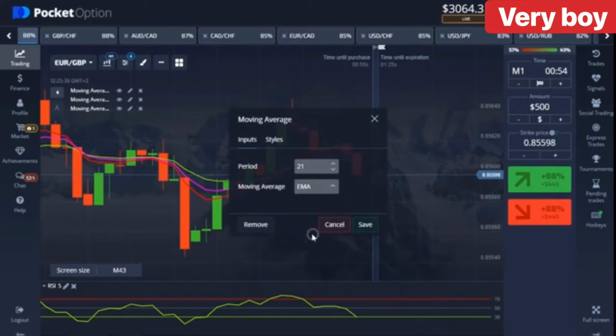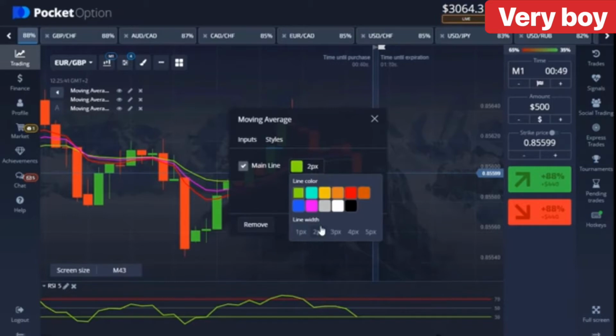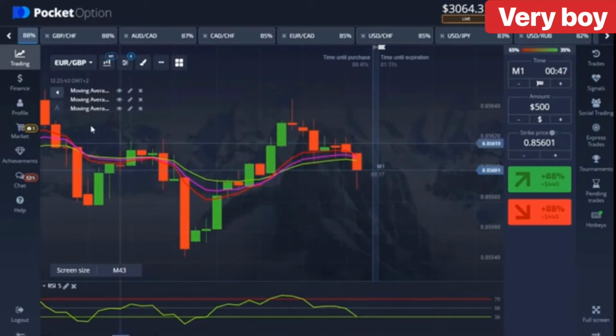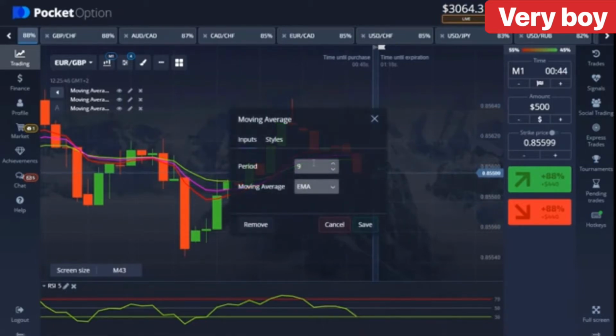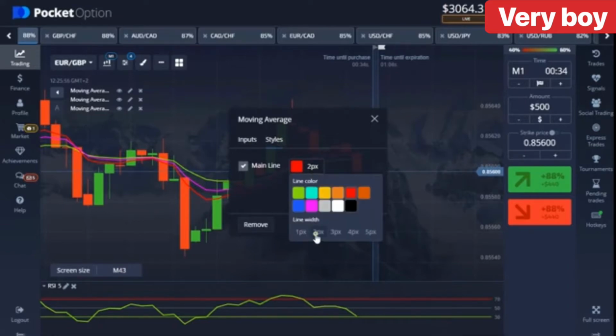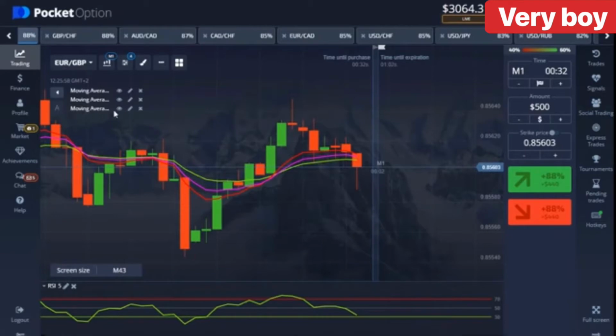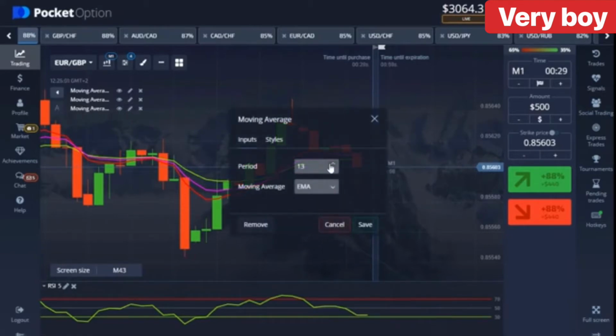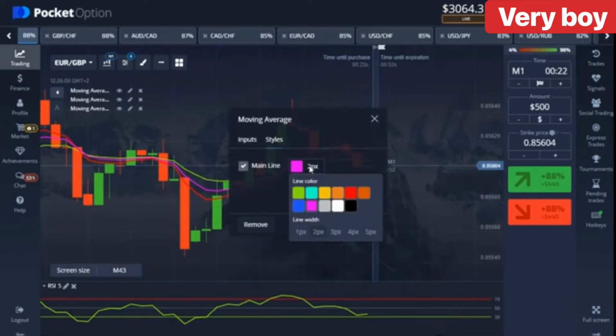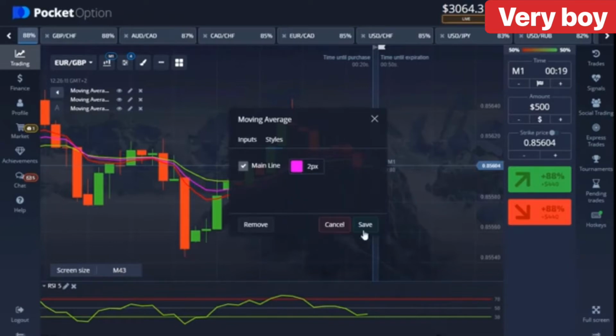We're using EMA. I changed the main line here to green, and I set the line to 2 pixels. The second one is another moving average with a period of 9, EMA. I changed the main line to red, and 2 pixels. The last one is another moving average with a period of 13, EMA. Don't forget we're using EMA on these, and the main line here is purple, also 2 pixels.